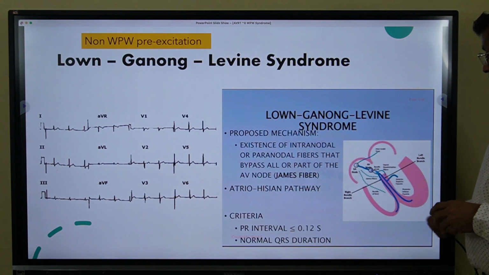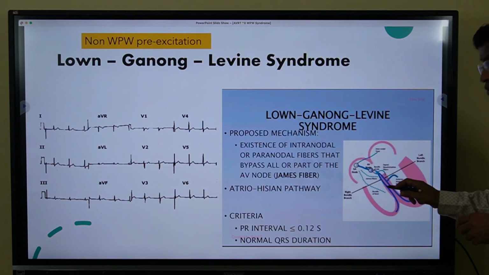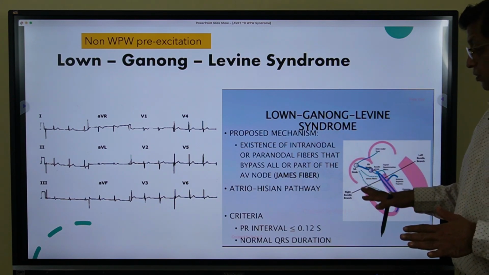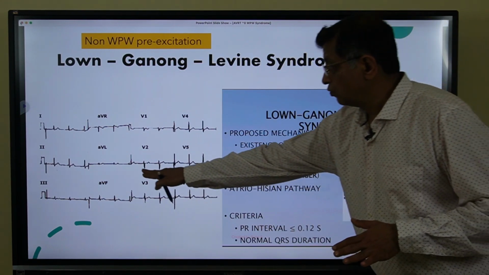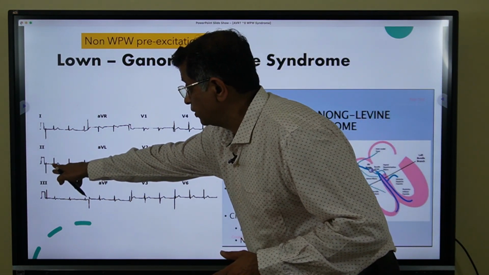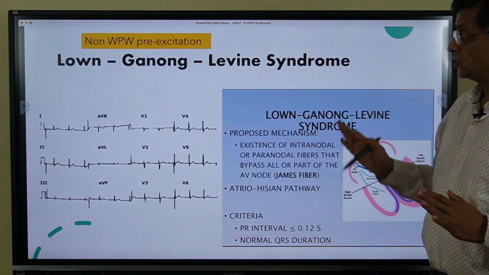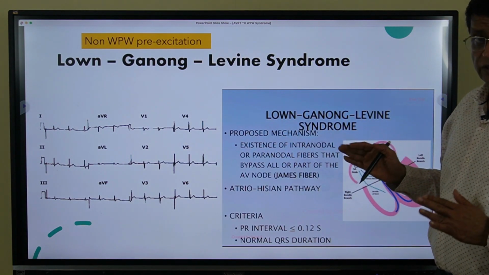And what happens? The impulse is directly delivered from the atria to the bundle of His, shortening the PR interval, but the QRS is normal. So the ECG will show a very short PR interval, but the QRS interval is normal, there are no delta waves. So this is Lown-Ganong-Levine syndrome.